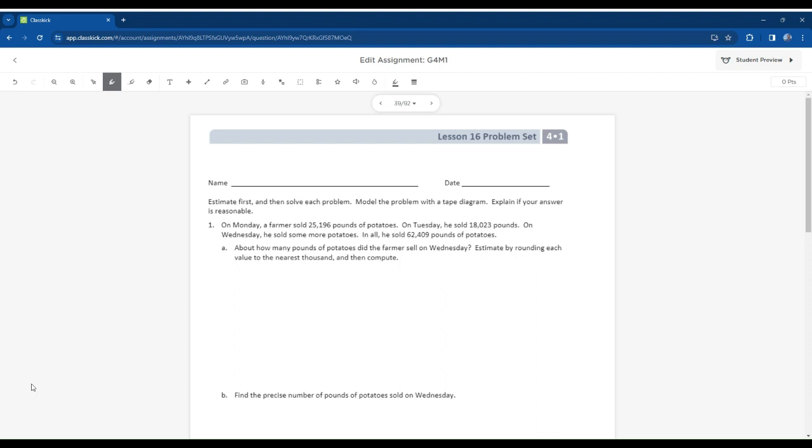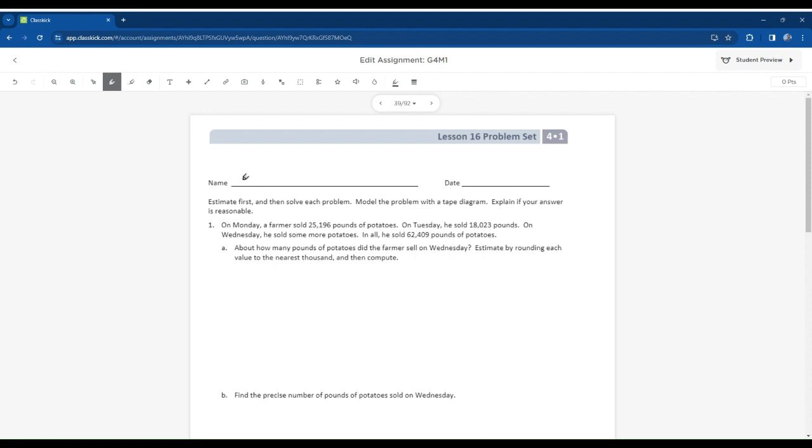Hey everybody, welcome in. Today we're going to be taking a look at EngageNY Eureka Math's Grade 4, Module 1, lesson number 16. In this lesson, we're going to be looking at solving two-step word problems using the subtraction algorithm, modeling with tape diagrams, and then using rounding to assess the reasonableness of our answer. So a couple different skills in here that we want our students to be competent with. Let's go ahead and dive in.